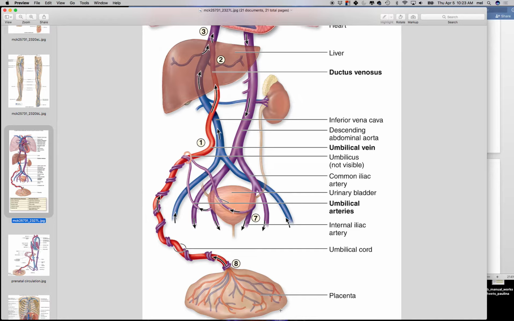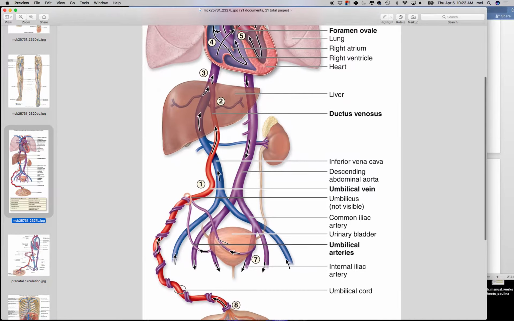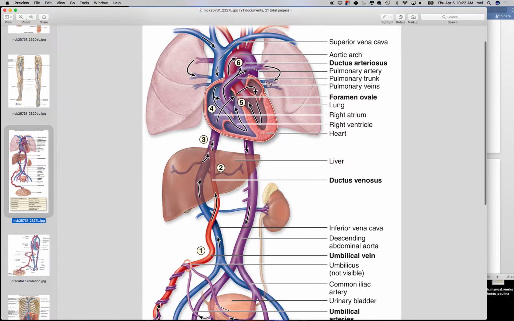Ready? Okay. So just picked up oxygen and nutrients from the mom, right? Hopefully she's taking good care of herself. Lots of oxygen and nutrients. And what happens is now we are going to move that blood toward fetal circulation through this big vessel. What's it called? Umbilical vein, yes. And the umbilical vein is going to dump into which vessel? Inferior vena cava.